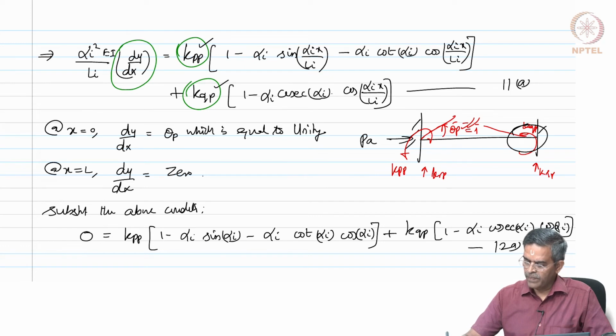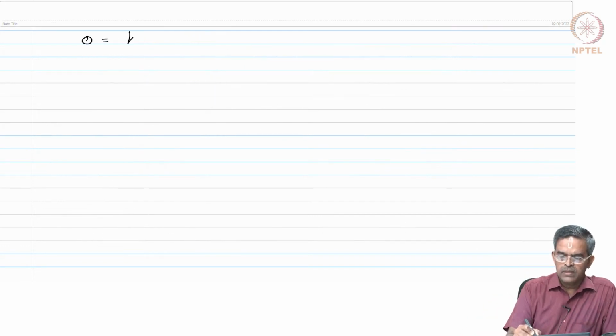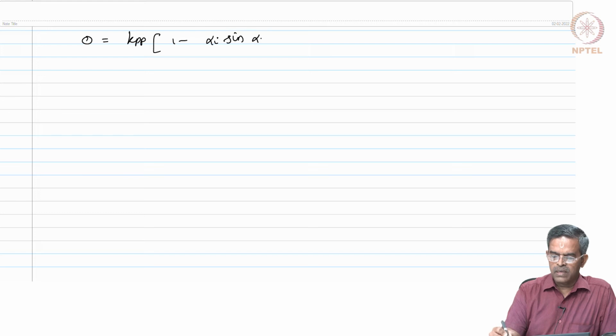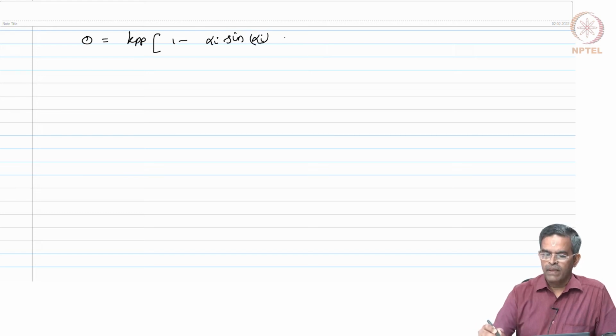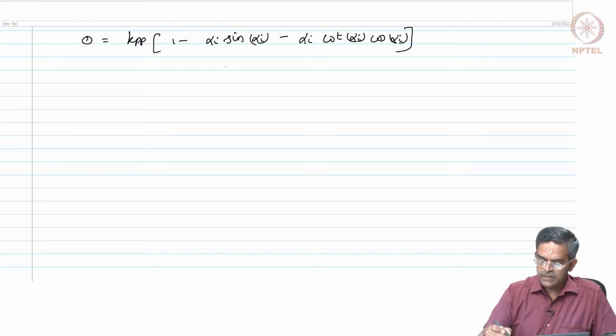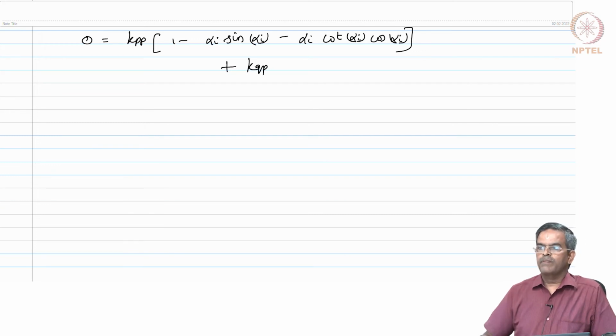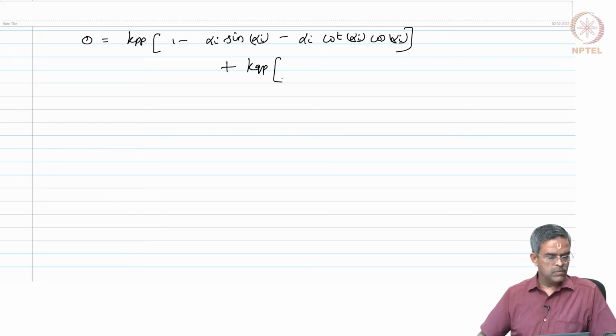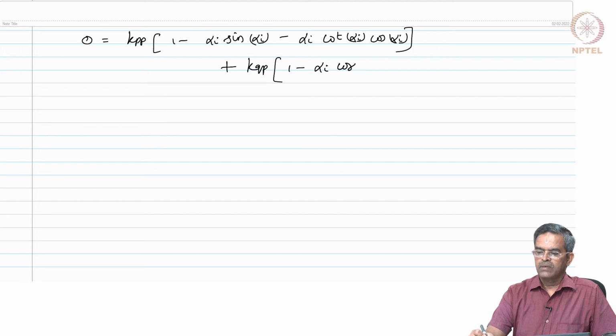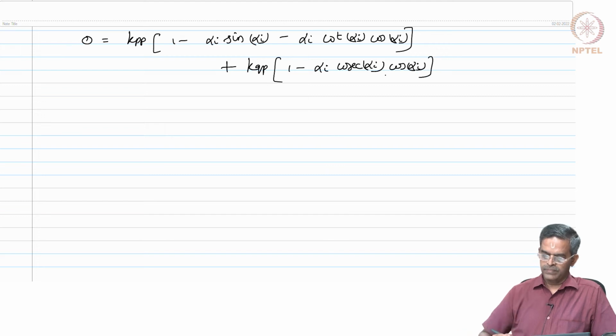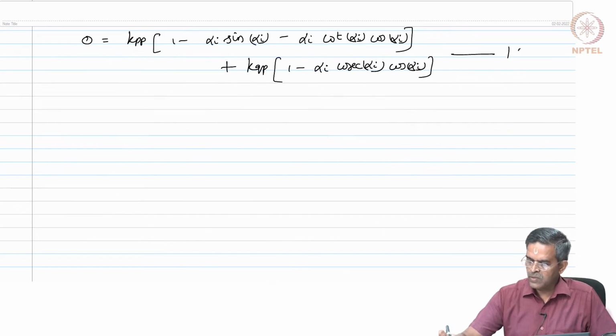Equation 12a: the above equation is KPP times 1 minus alpha I sin alpha I minus alpha I cot alpha I cos alpha I, plus KQP of 1 minus alpha I cosecant alpha I cos alpha I. This was the equation, right? Call this 12a, same equation.